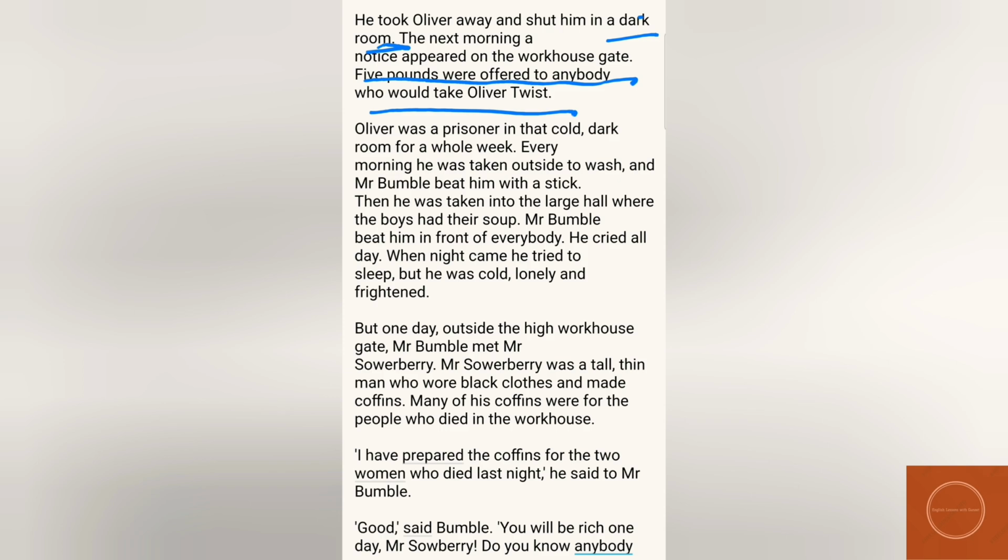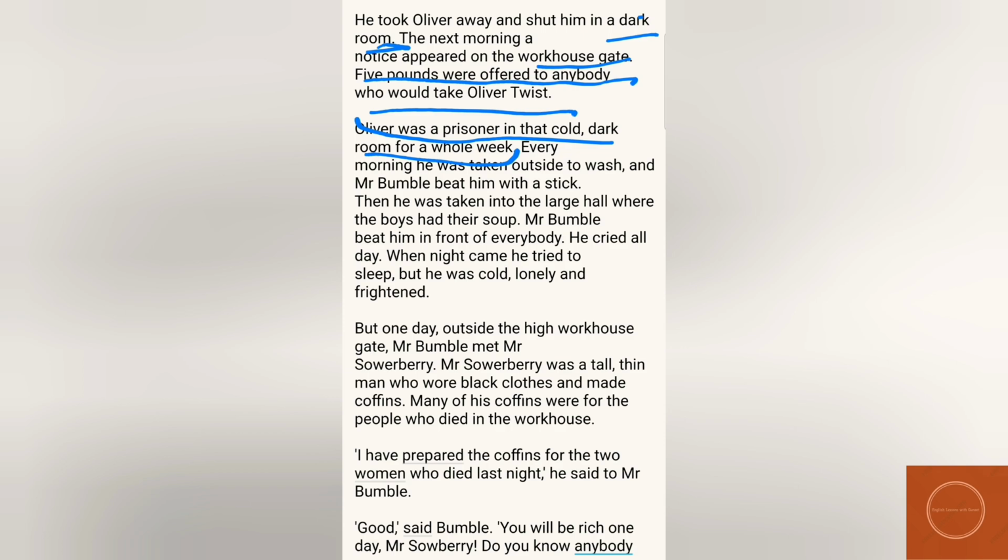So he was shut in a dark room on that evening, and the next morning, a notice was put up on the workhouse gate that £5 would be given to anybody who would take Oliver Twist. Oliver was a prisoner in the cold dark room for a whole week. Means just for a long 1 week for that 9-year-old. He was just like a prisoner. He was treated in the cold dark room.